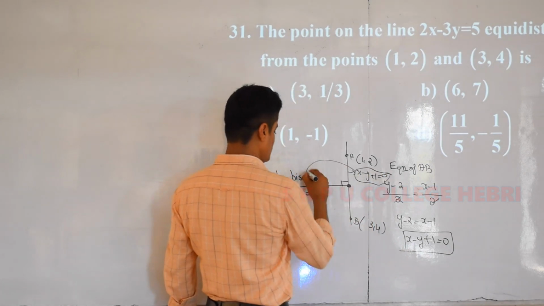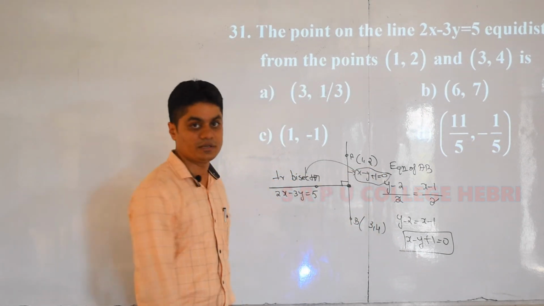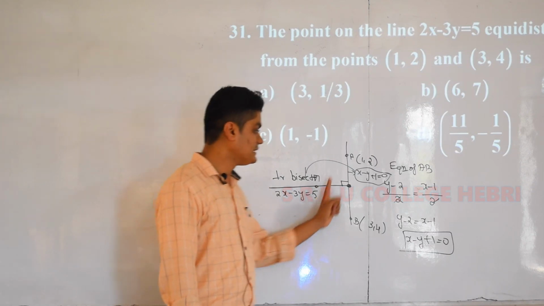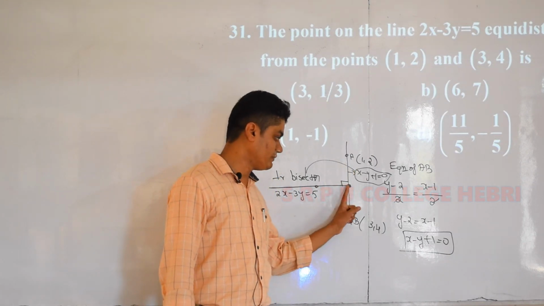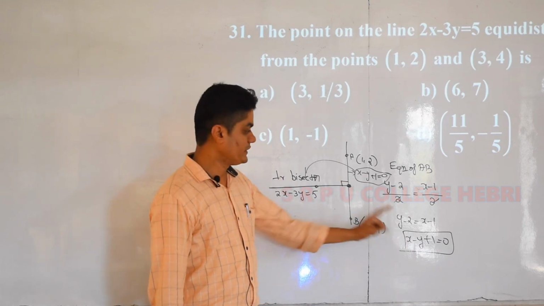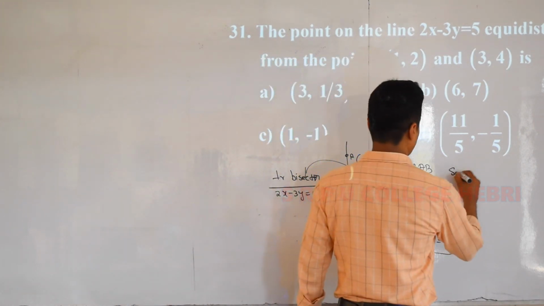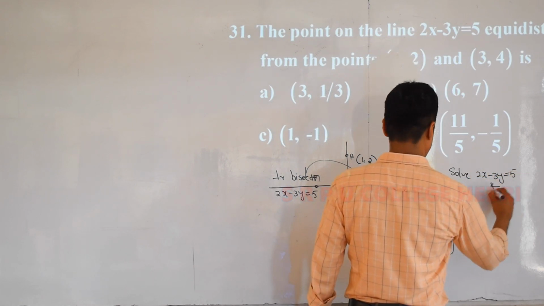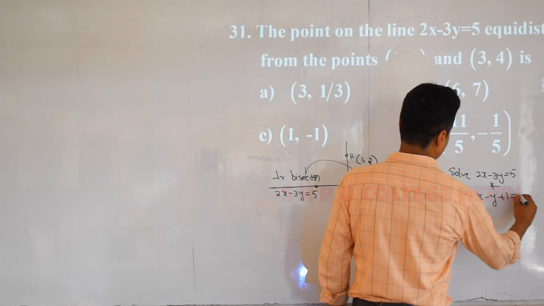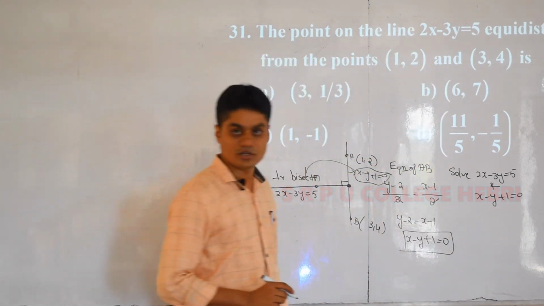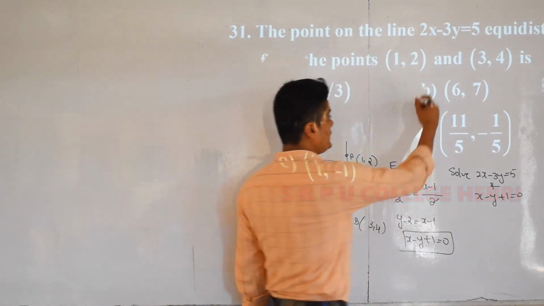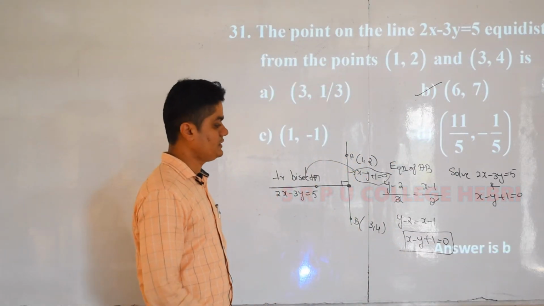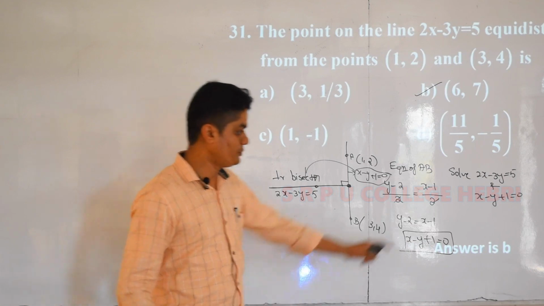What else to do? Solve these two equations. When you solve these two equations, the point you get is the required point, because this is a perpendicular bisector and only one point is common to both. The equations to solve are 2x minus 3y is equal to 5 and x minus y plus 1 is equal to 0. You will get the answer as (6, 7). So the option is B.